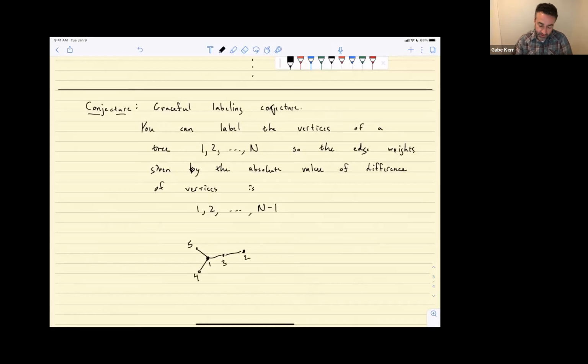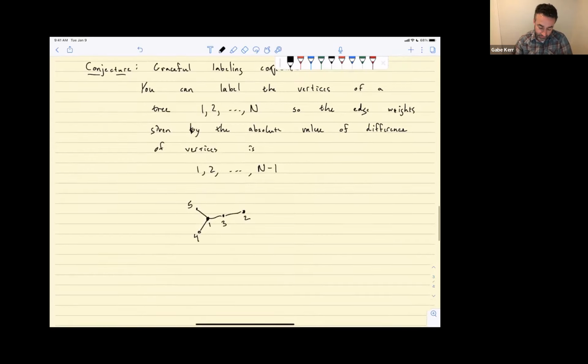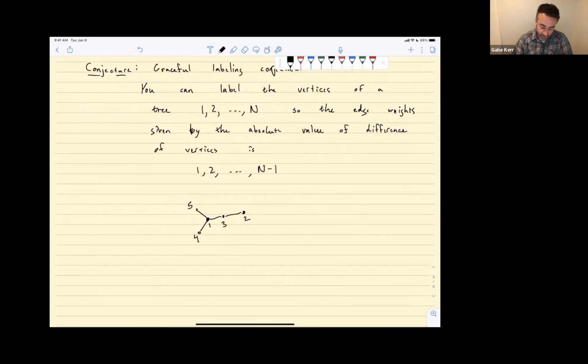Because if I've labeled the vertices 1 through 5, and I look at the edges, I can make the weight by taking the difference of the vertices. For this edge, 5 minus 1, take the absolute value, which is 4. The difference of these two vertices is 3. The difference of 3 and 1 is 2. And the difference between 3 and 2 is 1. So I get 1, 2, 3, 4.